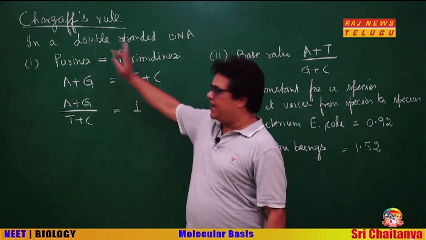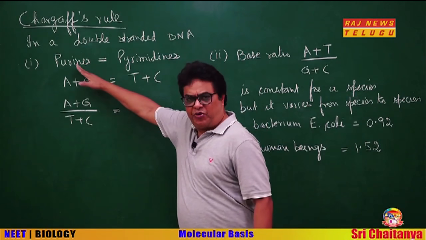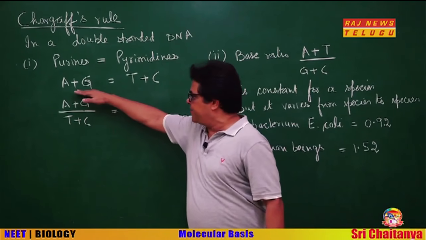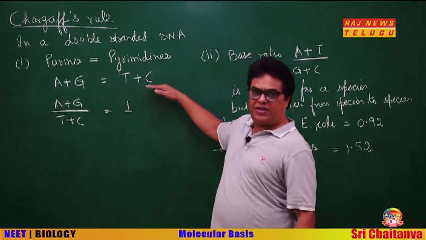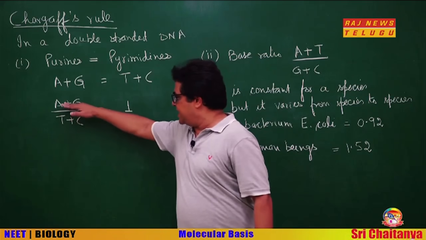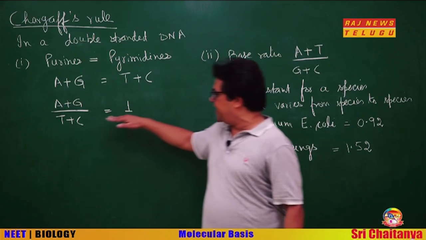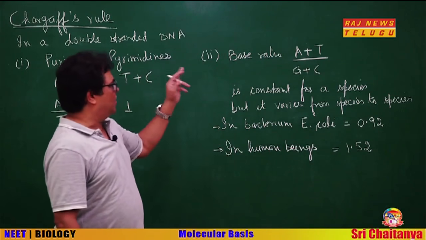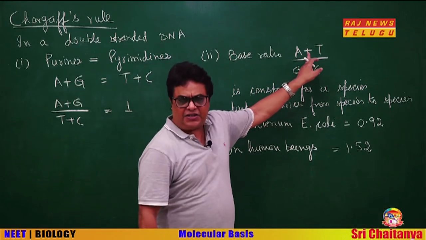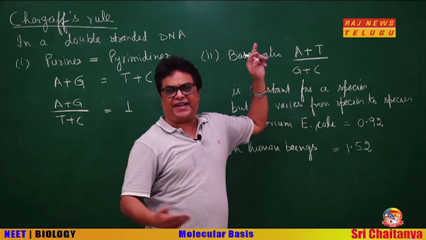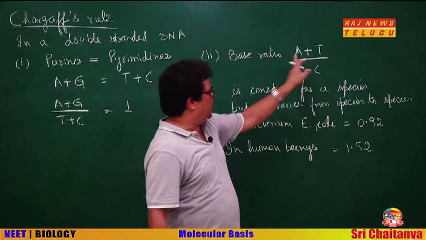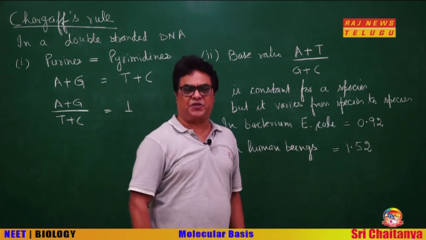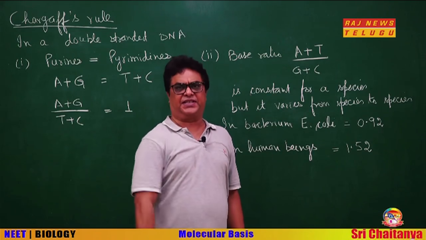He said that for a double-stranded DNA, the amount of purines is always equal to the amount of pyrimidines. It means adenine plus guanine is equal to thymine plus cytosine, or (A+G)/(T+C) will always be 1. This was the first rule. The second rule was that it is not necessary that the number of AT pairs and the number of GC pairs are equal. So, (A+T)/(G+C) varies from species to species, but for a particular species it is constant.